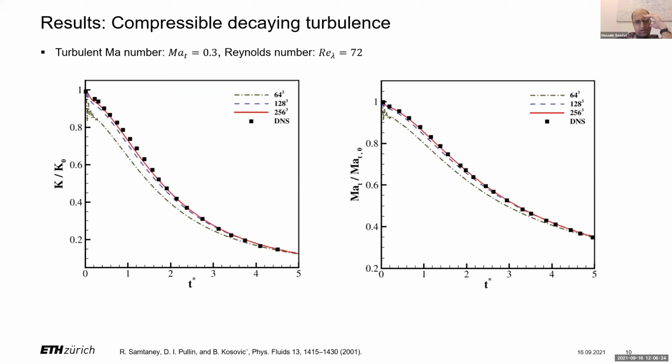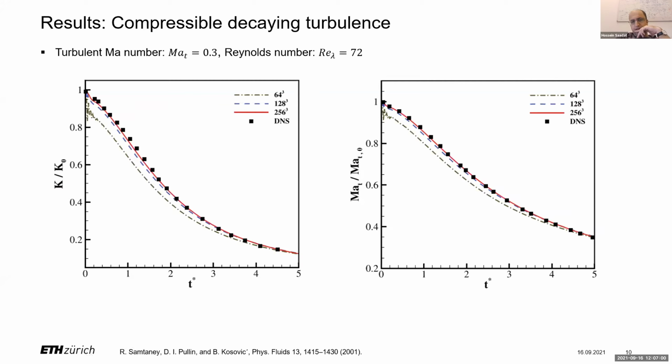In the first scenario, we consider the turbulent Mach number to be 0.3 and the Reynolds number to be 72. Here you can see the time evolution of turbulent kinetic energy on the left and turbulent Mach number on the right. We have also done a grid study. We have used 3 different grid sizes, and you can see that the grid size with 256 grid points in each direction can capture the evolution of kinetic energy and turbulent Mach number very well.